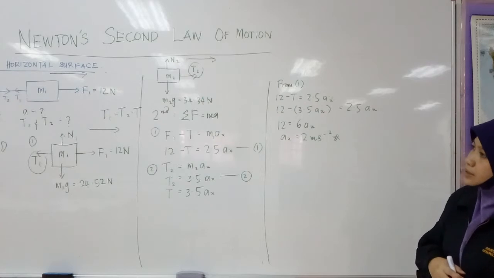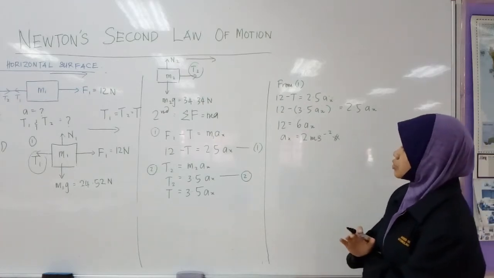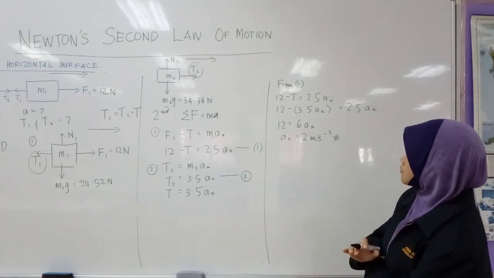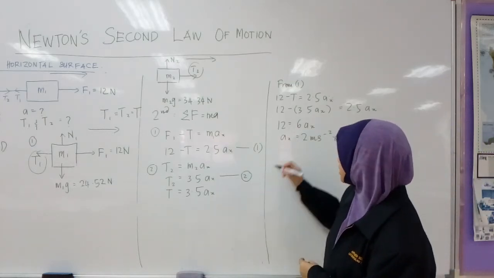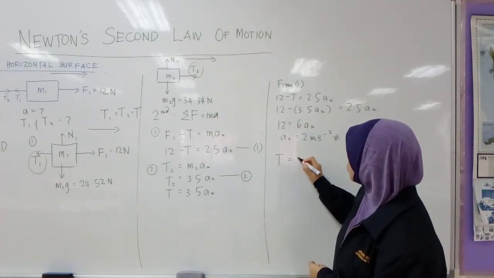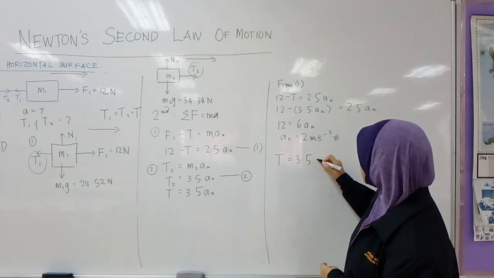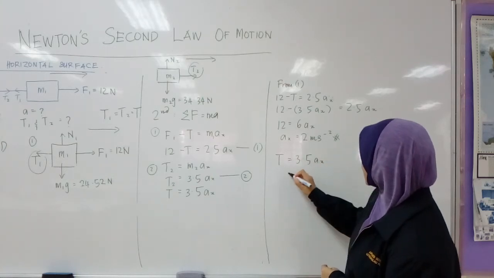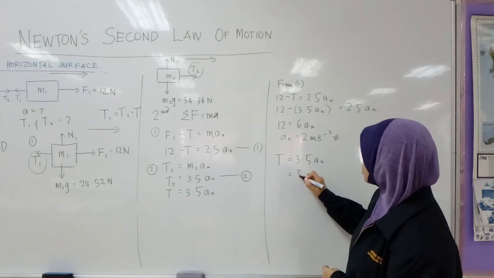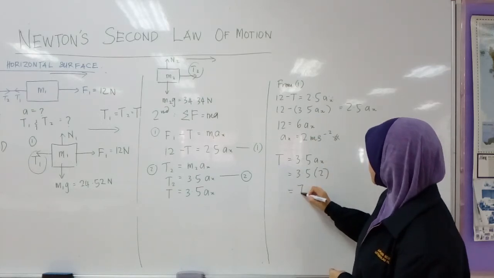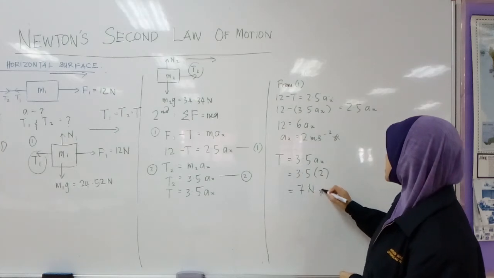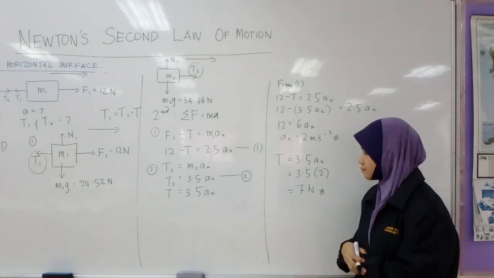Then you are asked to find the tension of the string. We will use this equation to find it. T is equal to 3.5 ax, where ax is equal to 2. So 3.5 times 2 is equal to 7 Newton. This is the tension of the string.